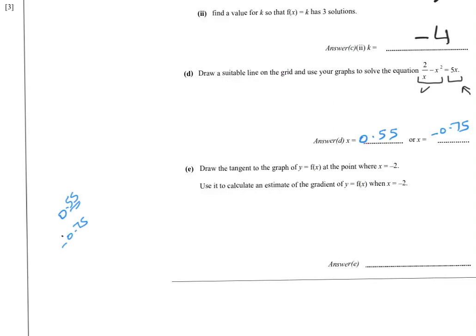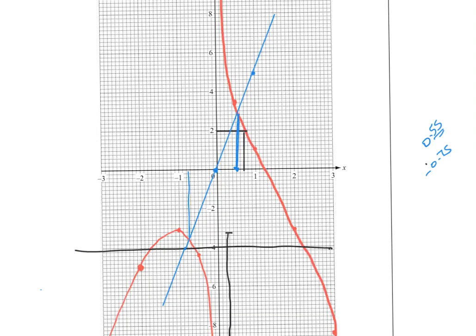The next one: draw a tangent to the graph of y equals f(x) at the point when x equals negative 2, and use it to estimate the gradient of y equals f(x) at x equals negative 2. To find the gradient at x equals negative 2, you must draw a tangent at this point, then find the gradient of this tangent, which will be equal to the gradient of the function at this point. Let's draw the tangent. When x equals negative 2, this is our point. Then draw a tangent at this point. This is our tangent.